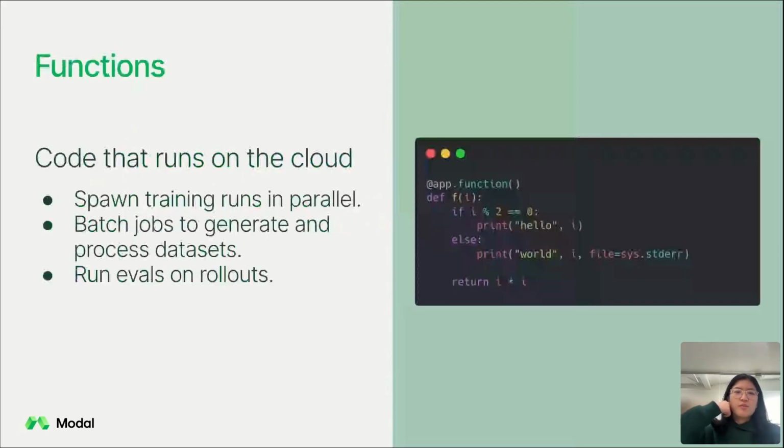But essentially, on Modal, you have functions as our primary primitive, which is just code that runs on the cloud. So on the right, we have an example function that just prints hello world. You can use functions essentially to spawn training runs in parallel. You can also use these functions to run batch jobs to generate and process datasets, and you can also use these functions to run evals.